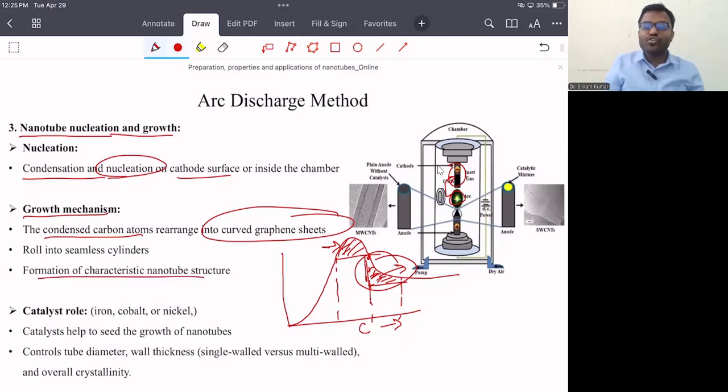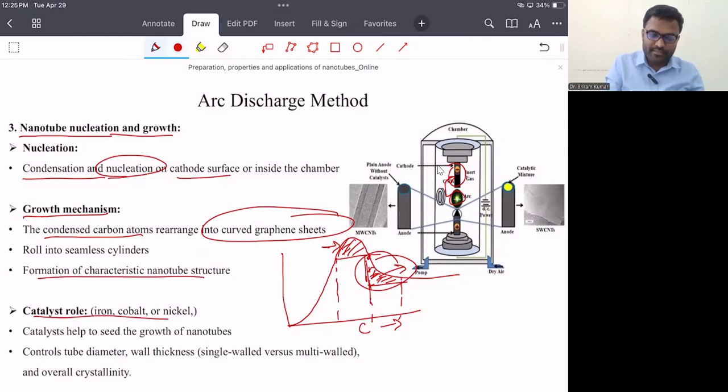Based on the kind of catalyst we use there, there are different kinds of rolling, maybe armchair, zigzag, or chiral, and this is how we get conducting metallic or maybe semi-metallic carbon nanotubes here. Now let's understand what the role of the catalyst is here.